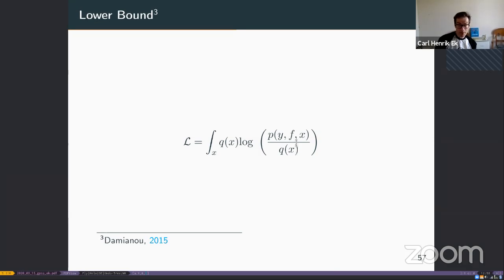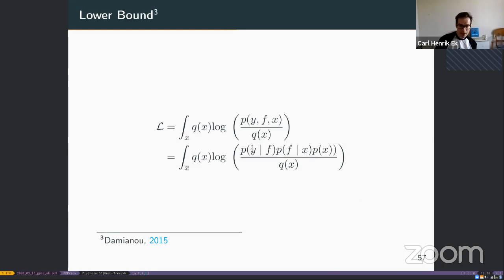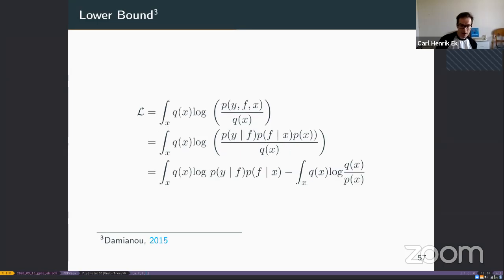And then we got P of X, which is our prior over the latent space. In this case, we're just dealing with X, so we try to integrate out X. So we blow this up and write P of Y given F, P of F given X, P of X. Now I can take out P of X, Q of X from this, and I get this KL term between the approximate posterior over X and the prior over X.